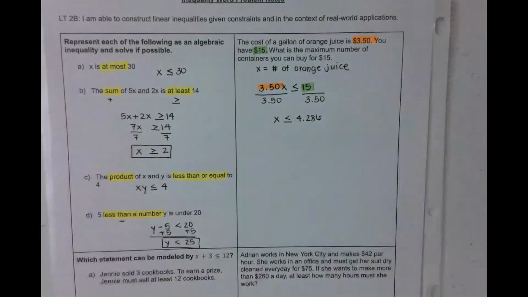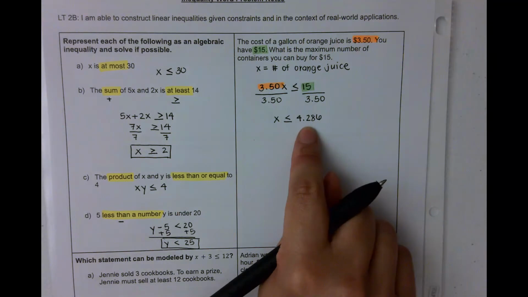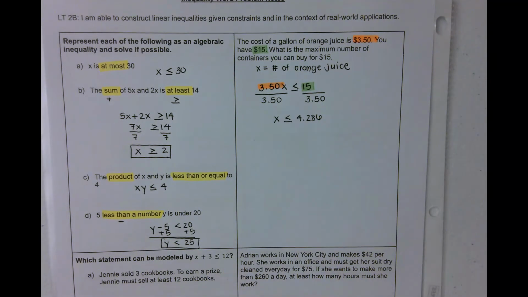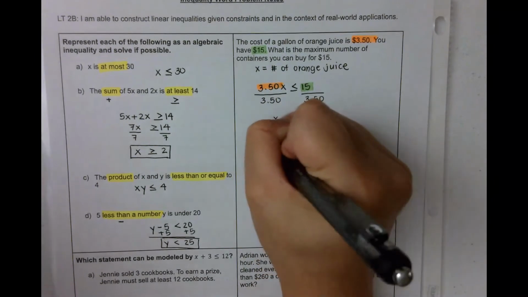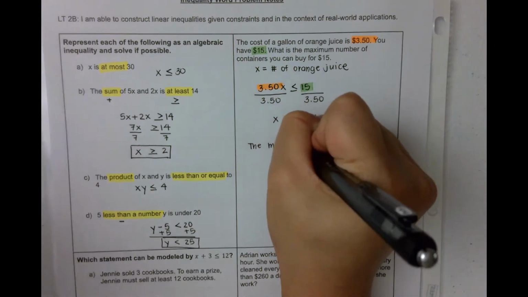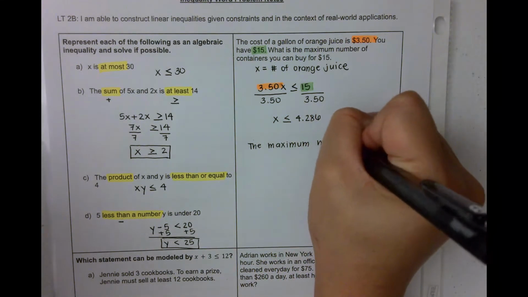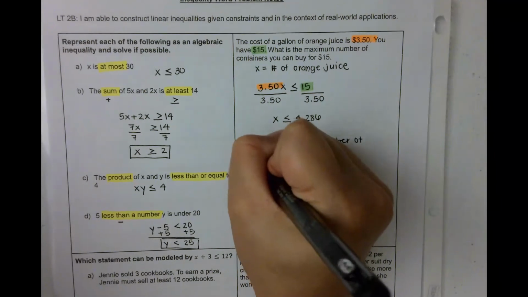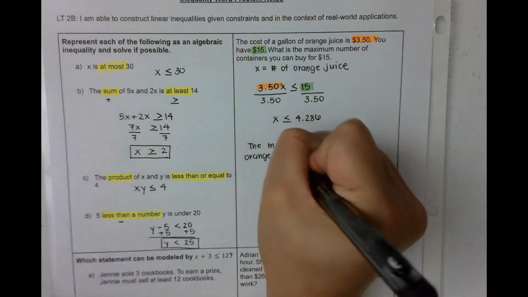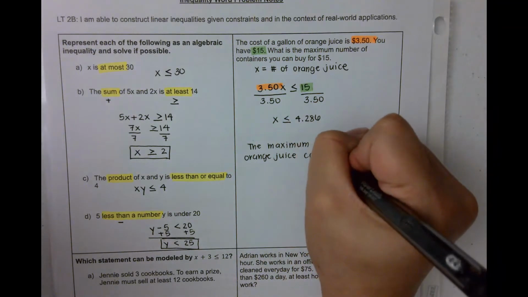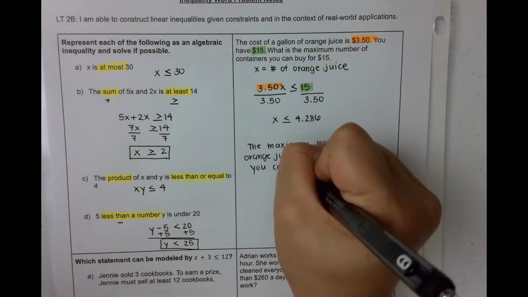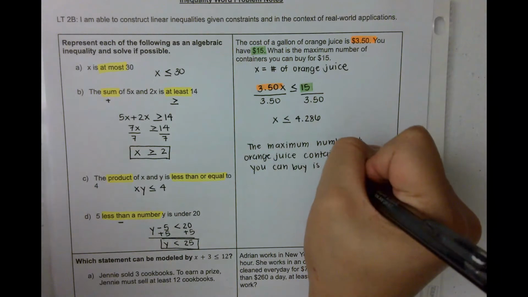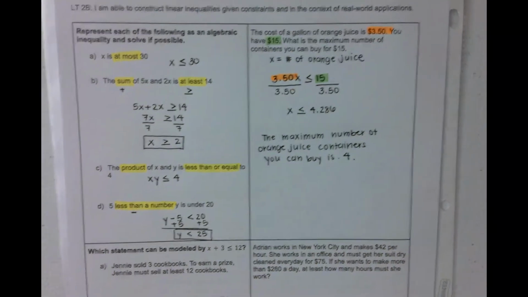But because you can't have 0.286 of an orange juice bottle, you can't go to the store and say, hey, can I have 0.286 of this, and you can't spend more than you have, that means the maximum number of orange juice containers you can buy is 4. So now let's go to the next one.